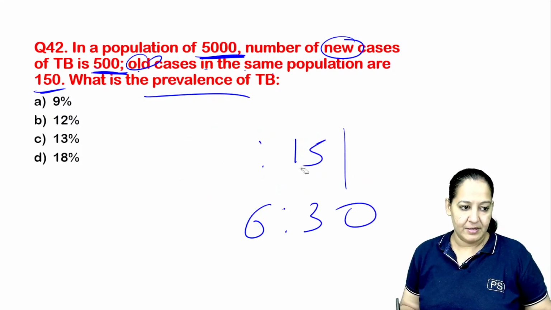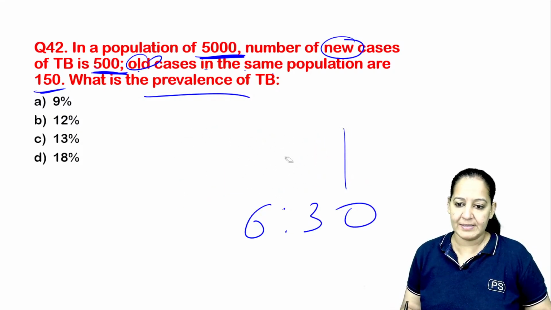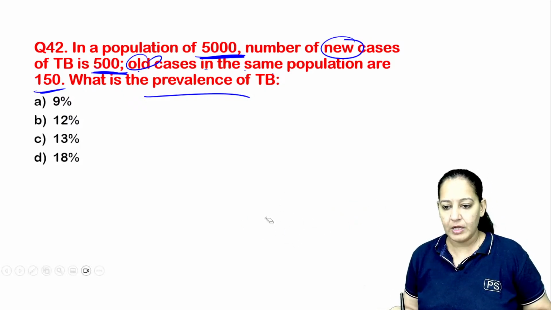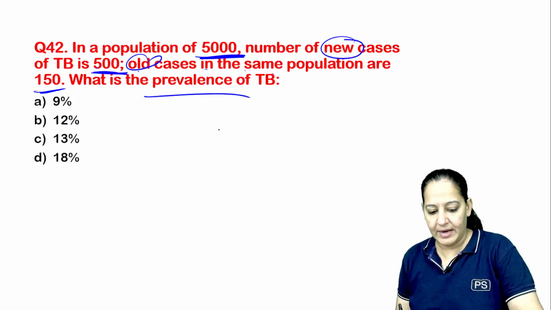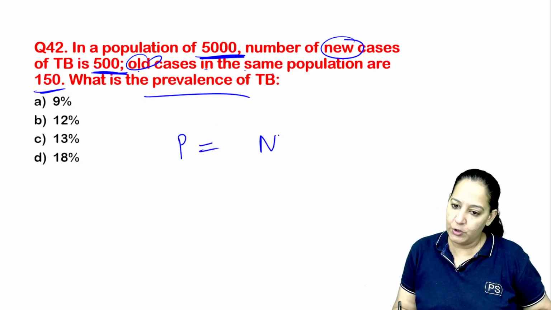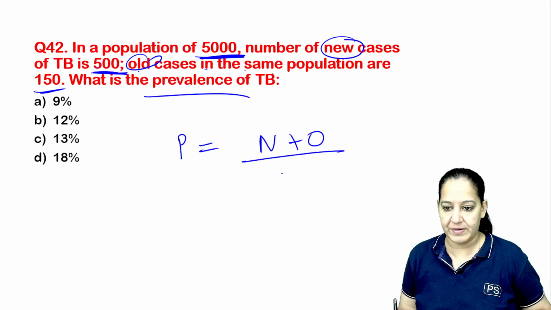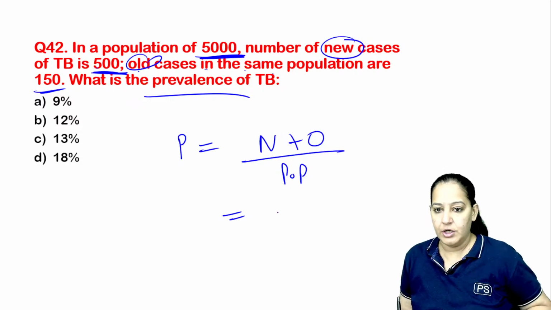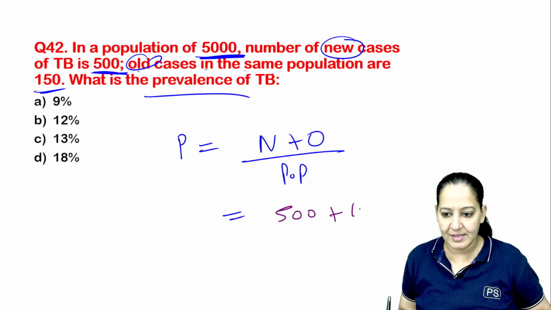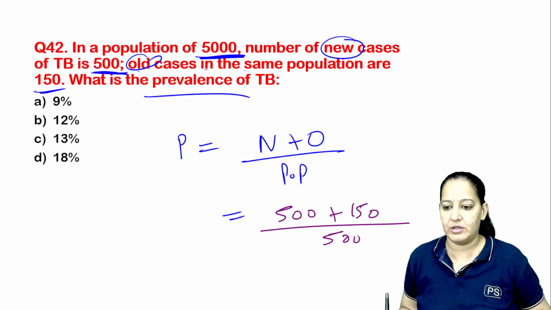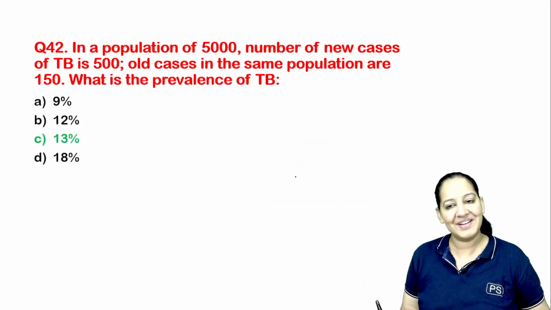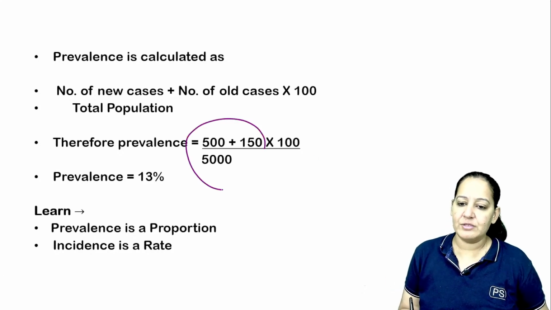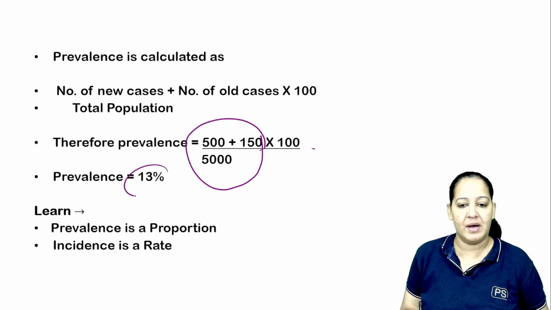Just a second. Let me rub it. Can we apply the formula? What are they asking? Are they asking incidence or prevalence? I guess they are asking prevalence in your question. So calculate it, please. Can you calculate it? What is prevalence? The formula is new cases plus old cases upon population at risk, total population. So new cases are given to you as 500, old cases are 150, and total population is 5,000. Do the calculation. I'm not interested in doing that, but yeah, this is the approach. So yes, you all are right. Into 100, never forget. So 500 plus 150 upon 5,000 into 100. So the answer will be 30%.